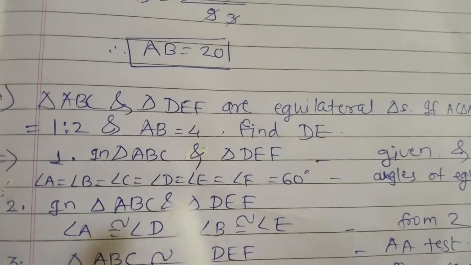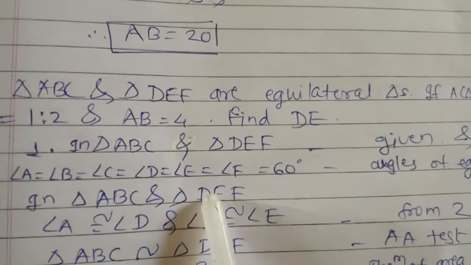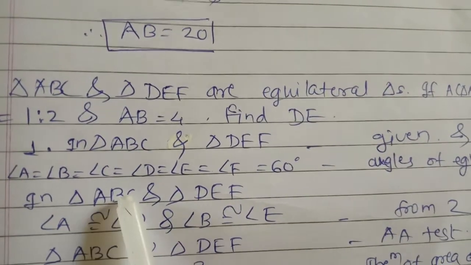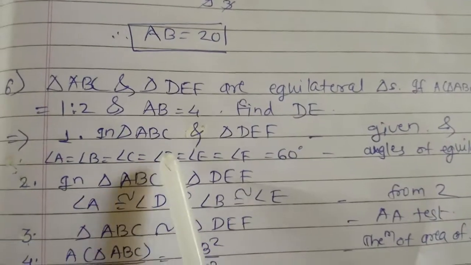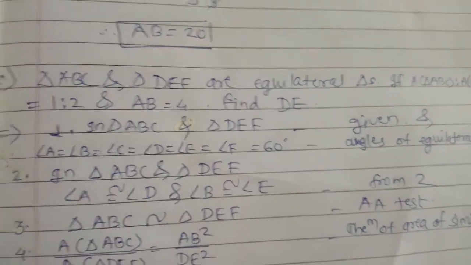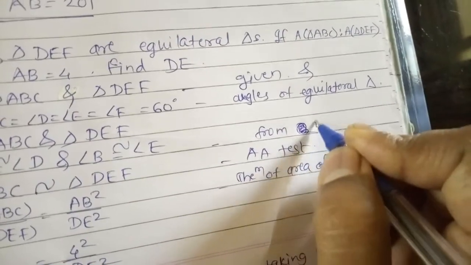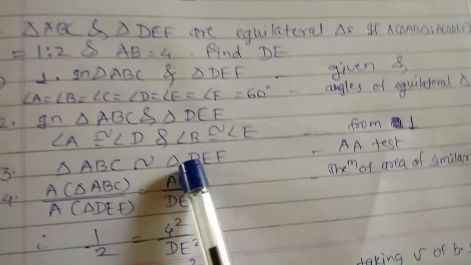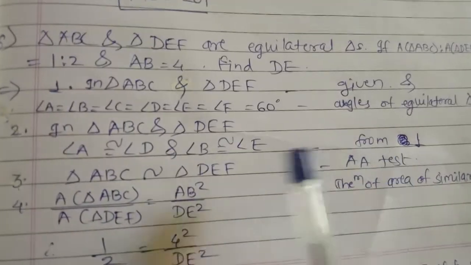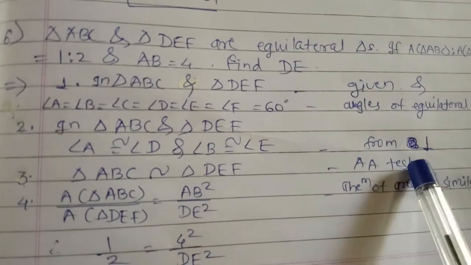And so in triangle ABC and triangle DEF, angle A is congruent with angle D, and angle B is congruent with angle E, since we showed it in statement number 1. And so both the triangles are similar by the AA test. Here we showed that two angles are congruent, and so both the triangles are similar.